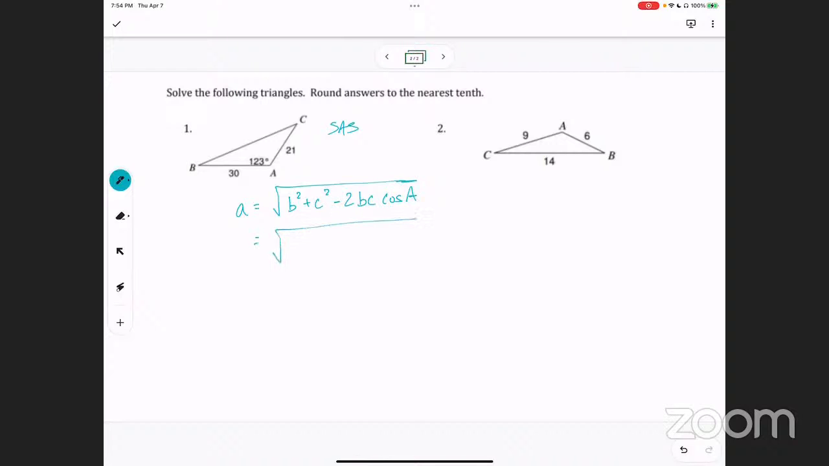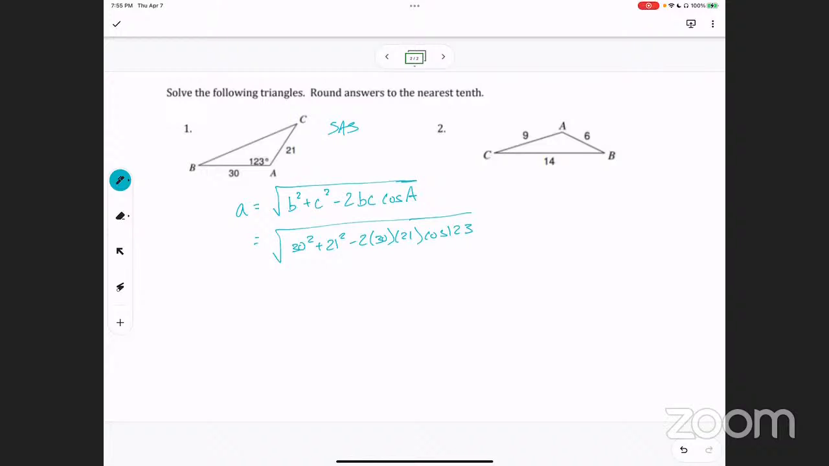So now if I plug it all in, it's just the square root of 30 squared, it doesn't matter if it's 30 or 21, plus 21 squared minus 2 times 30 times 21 times the cosine of 123. We still could have done it the way where it would just be C equals? You could have, but you're going to maybe get confused with the letters A, B, and C. So to avoid that confusion, I wrote it like that.